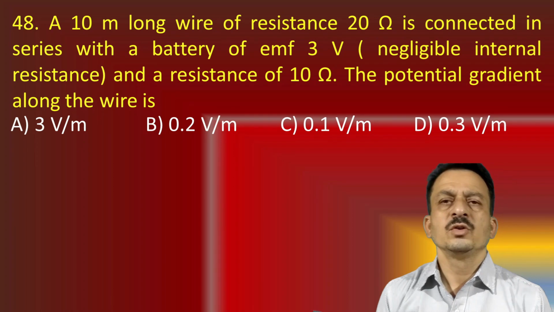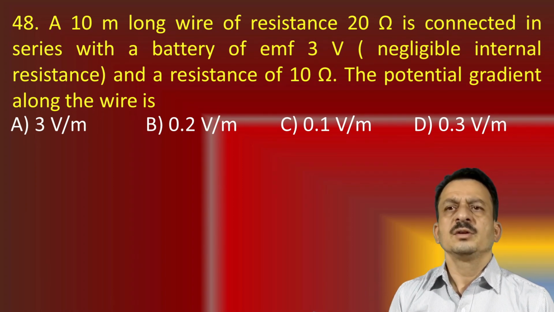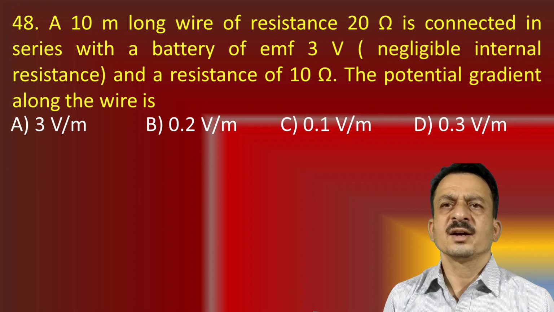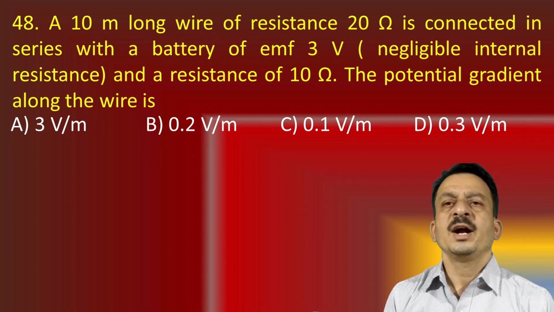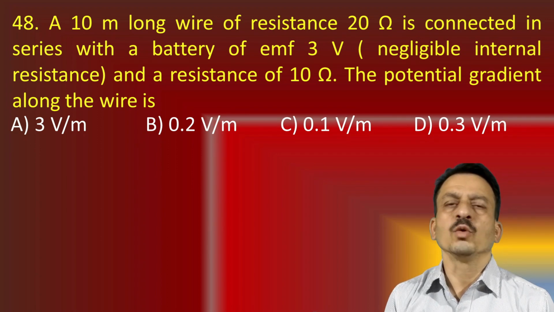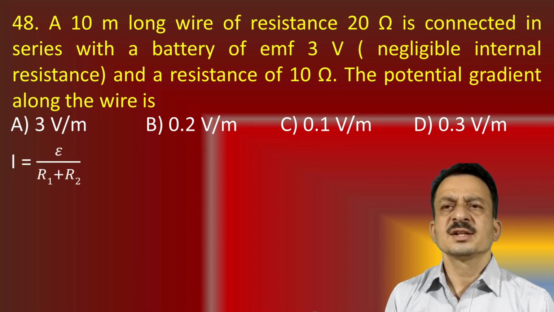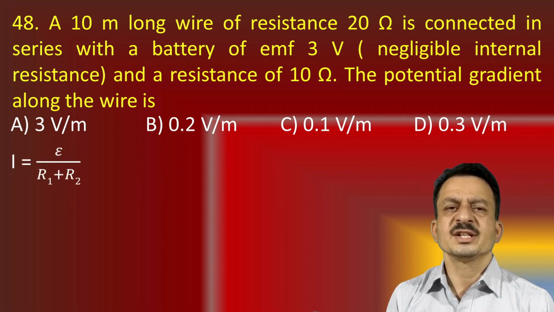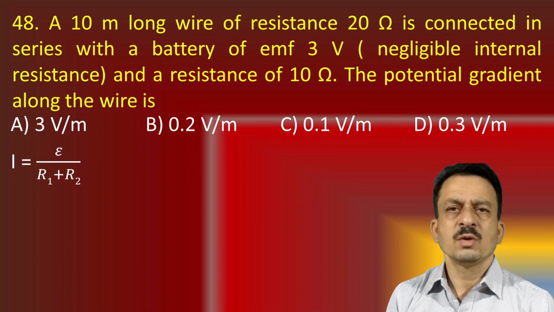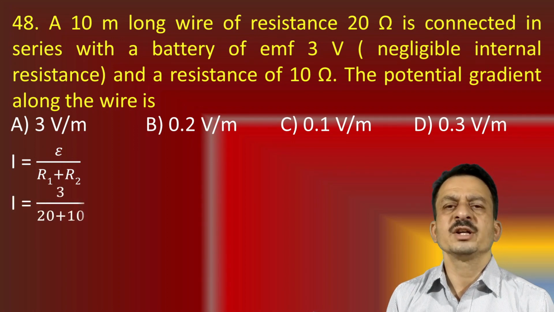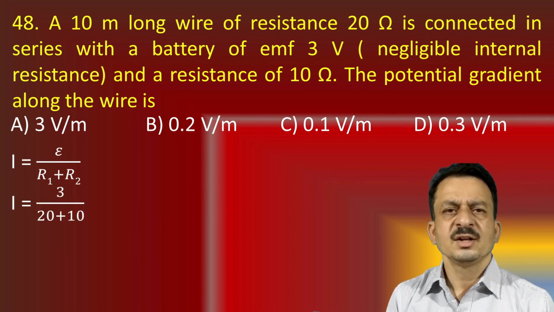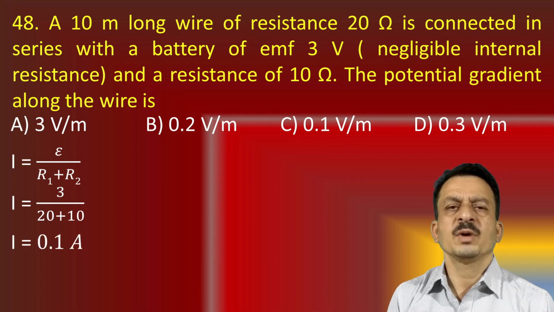Now here in this problem they have given a 3 volts EMF connected across a wire of resistance 20 ohm, and there is a series resistor also, that is 10 ohm. Therefore first we have to calculate what is the current in the circuit. Current in the circuit is EMF divided by the total resistance. EMF is given 3 volts, the resistance of the wire is 20 ohm and the external resistance is 10 ohm. Therefore it is 3 divided by 20 plus 10, that is 3 by 30, so 0.1 amps of current is flowing in the circuit.